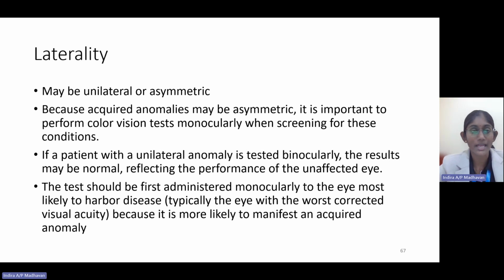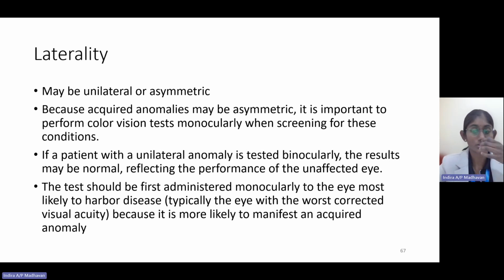So the test should first be administered monocularly to the eye most likely to harbor disease. For example, during history taking, you ask the patient, have you done your eye checkup before? Yeah, 1 year ago, and the doctor told me that my right eye has cataract. If that is the case, you start testing on the right eye first, because you already know there is some cataract in the right eye.